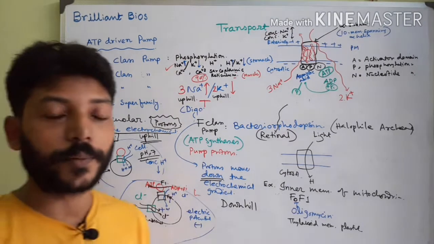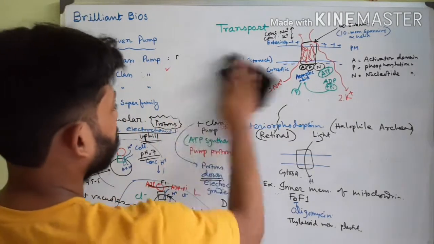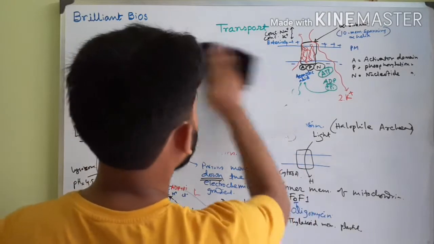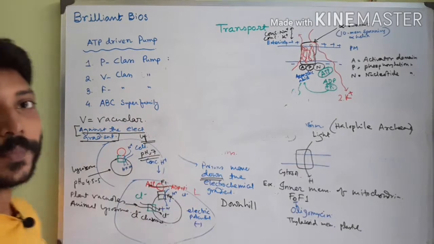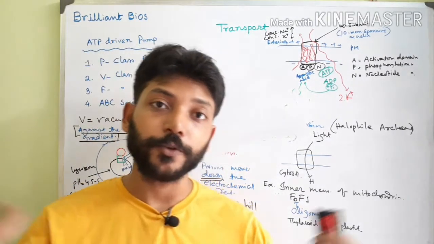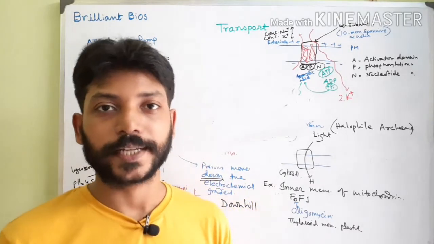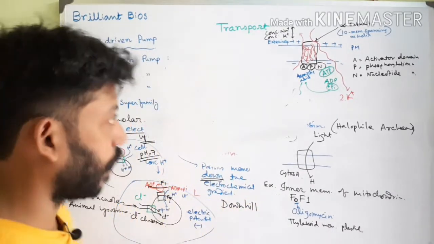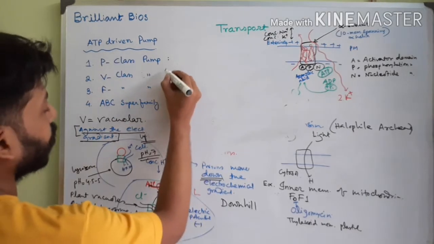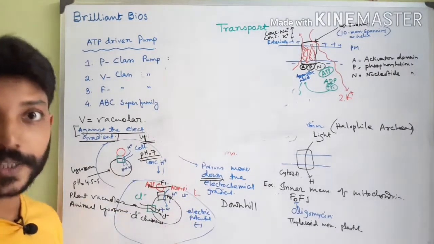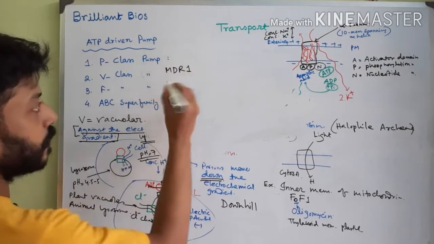Now I will give you some overall view about ABC transporter. The ABC superfamily means a very huge number of transporter proteins are present, but I will give you some very important ones that can come into your CSIR examinations. So I will give you some examples that are very important. The example of ABC transporters that was discovered in animal cells is called MDR1, that is first discovered.